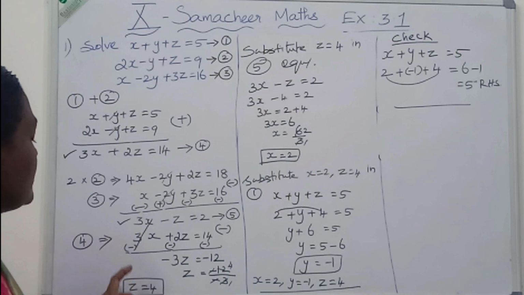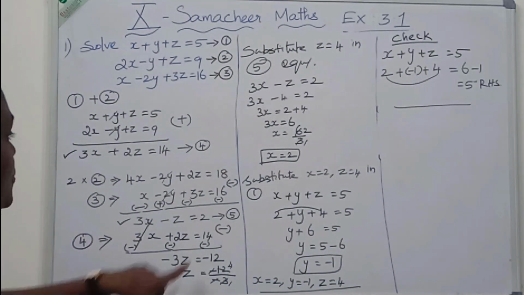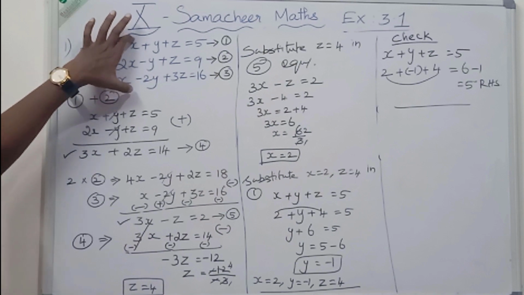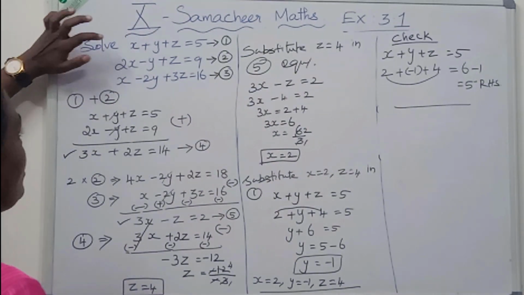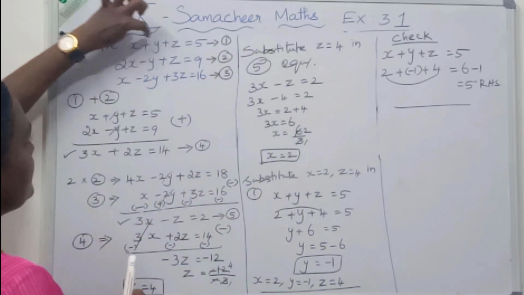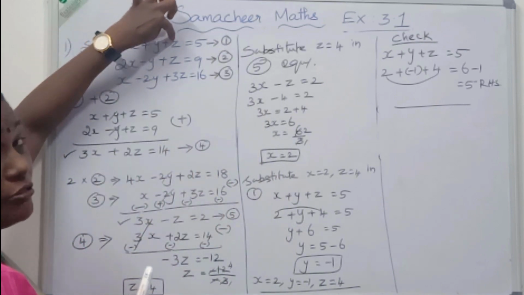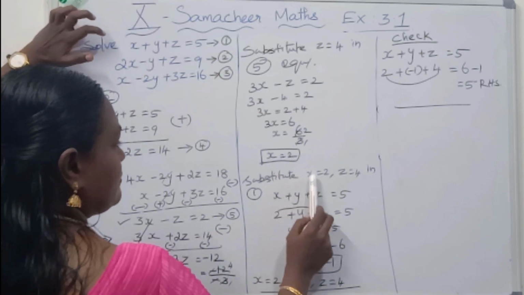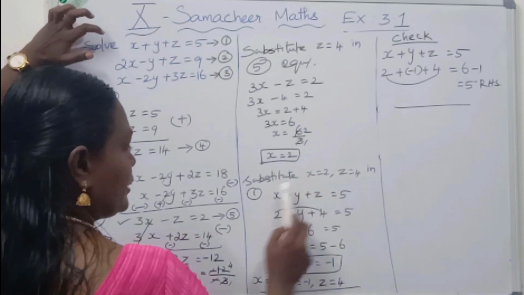So we have to substitute these two values of the variables in any one of the given three equations. So for that I select the first equation, because the coefficient of the three variables is simply 1 on 1, so it will be very easy to calculate. So that I will select this. So first, substitute x equal to 2, z equal to 4 in the first equation.